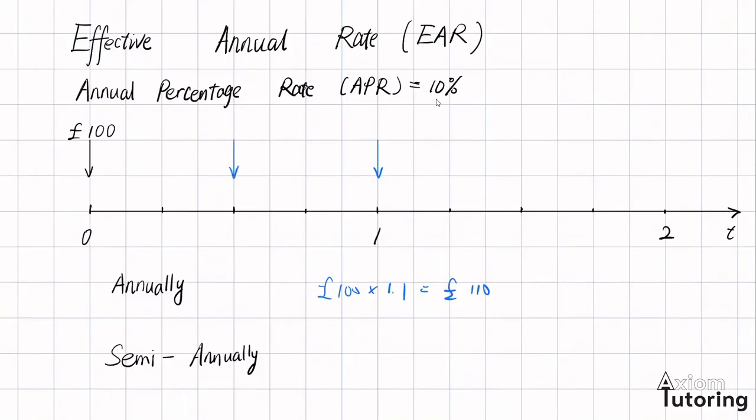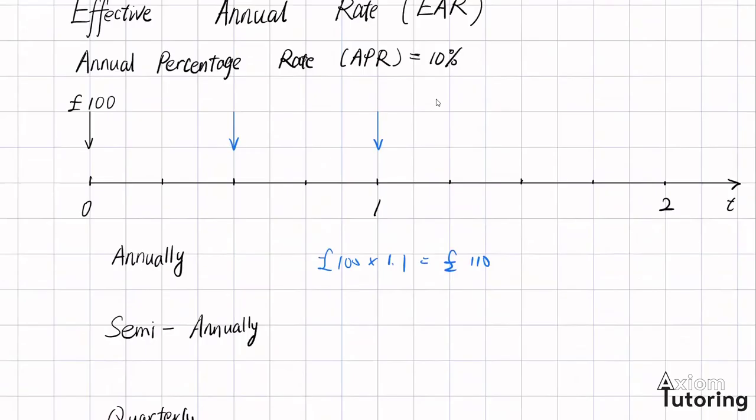What if you receive your interest in 6 months' time, so it's compounded semi-annually? You don't receive 10% of your 100 here because you receive interest twice. So this interest payment will only be half of your 10%. It's going to be 100 times 1.05 in 6 months' time. But in another 6 months, at the end of year 1, you compound it once more. So the future value of your £100 is going to be 110.25.